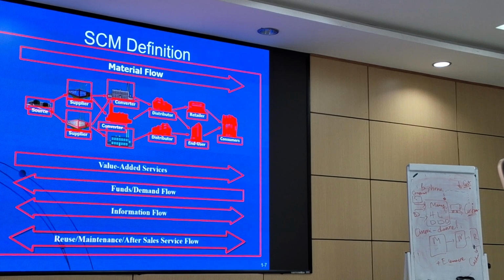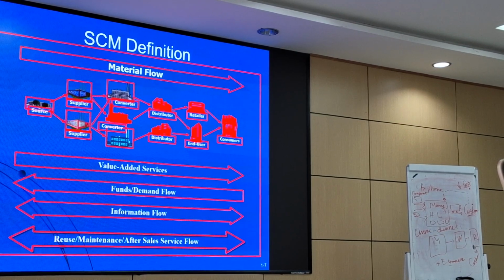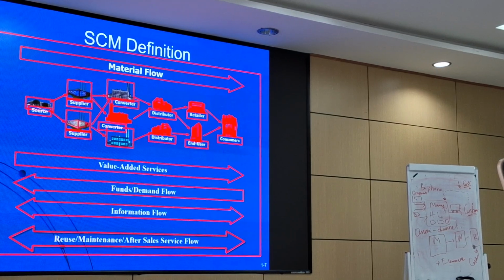We have just discussed the flow. There's material flow from source to supplier, converter or manufacturer, distributor, retailer, and then customer. So in this system, we have to manage our system. First, we call it upstream to downstream. From the upstream to downstream, we add some more value-added service.